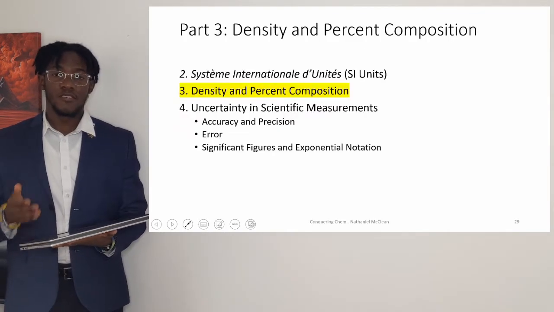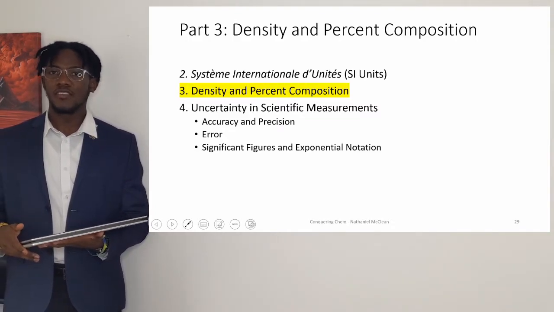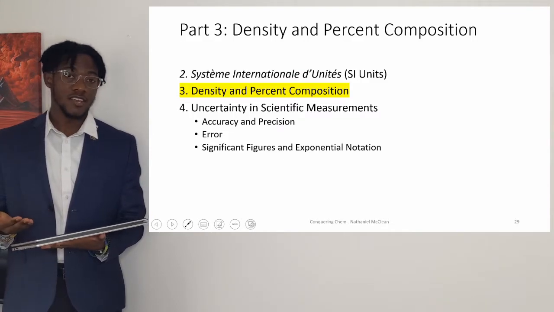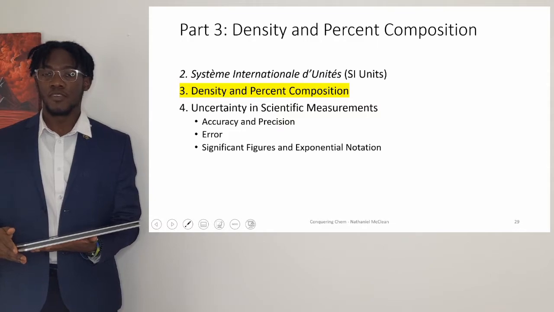And this was a quick video, just wanted to give you some examples of SI units, introduce them to you, and make it easier for the sections that follow. In the next section, we'll be talking about density and percent composition, so stay tuned for that video.